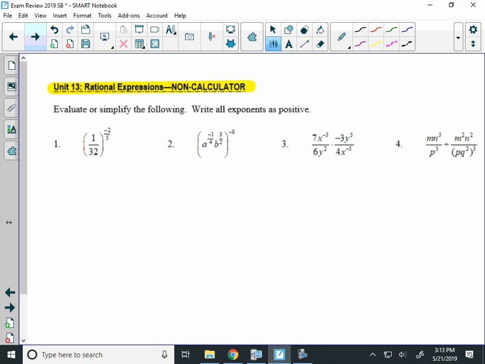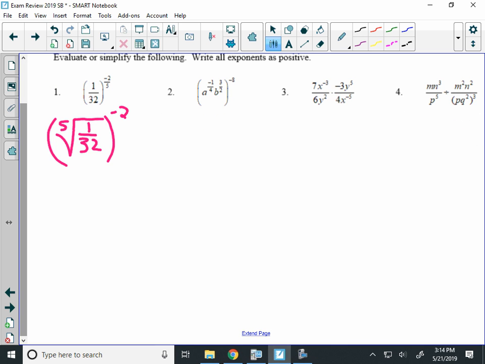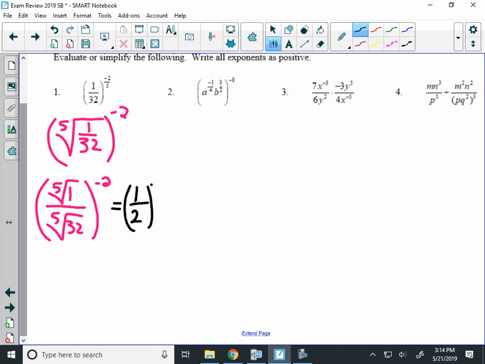Here, when I have a number raised to a rational exponent, like a fraction exponent, think about this as a root to start. So what you really have here is going to be the fifth root of 1 over 32. And then once you get that number, raise it to the negative second power. Now the fifth root breaks up over the fraction. So you have the fifth root of 1 over the fifth root of 32, and again, all raised to the negative second power. Well, the fifth root of 1 is just 1. The fifth root of 32 is 2, to the negative second.